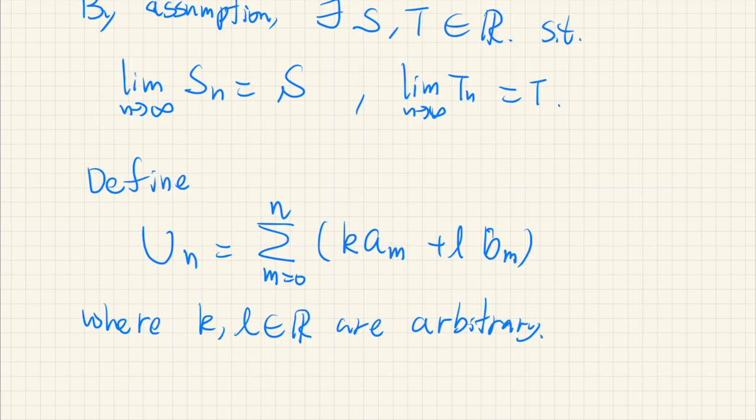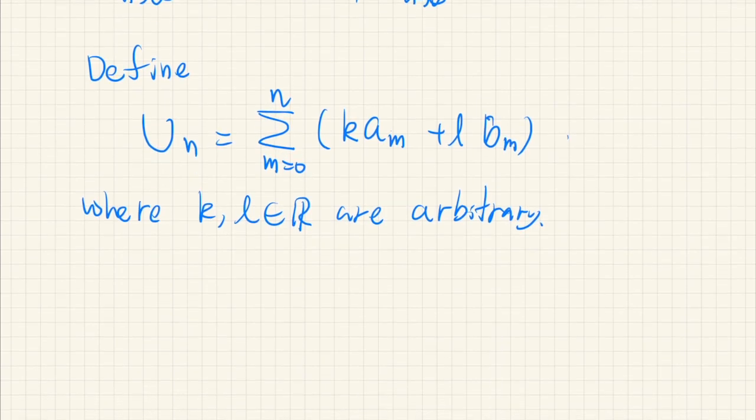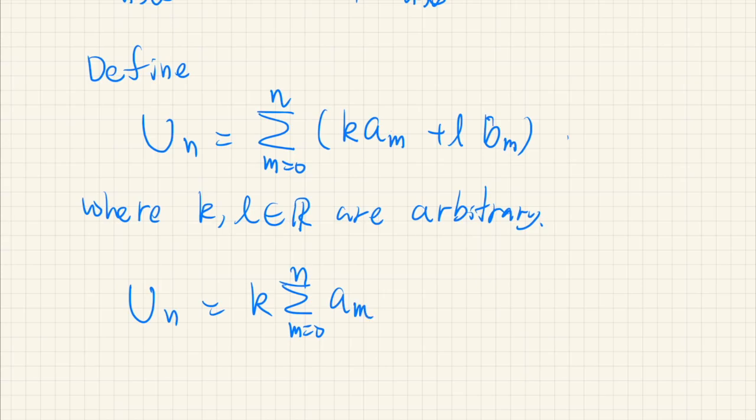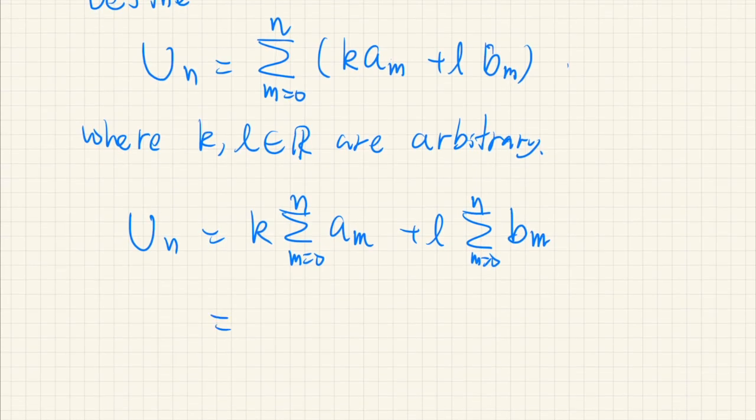Okay, but since this is a finite sum, we can write this sum as this. So for a finite sum, this is okay. It's just a distributive law. So the sum of a_m and the sum of b_m, which is k times Sn plus l times Tn.